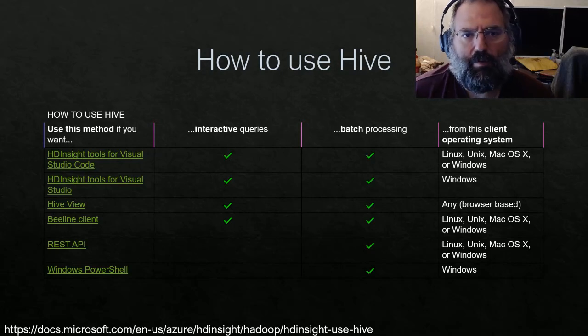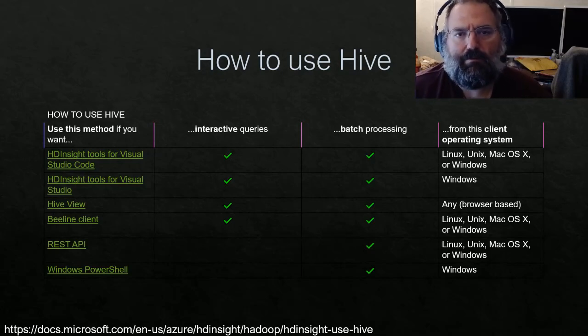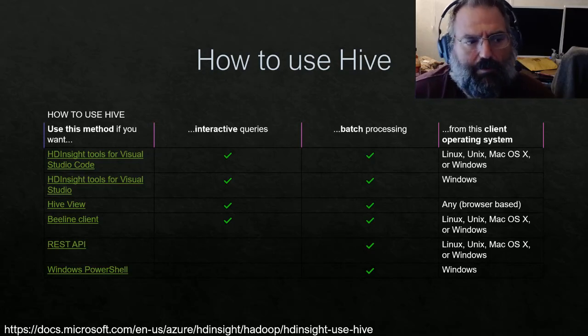Talking about what Hive is, how you care about it, and why you would use it. There are various ways that you might want to interact with it. If you're doing interactive queries, you might want to use either the Hive view or the Beeline client, or you may also want to do something with Visual Studio or Visual Studio Code. VS Code is pretty much the free version of things, though there is a free version of Visual Studio. The key differences are kind of the intended usage.